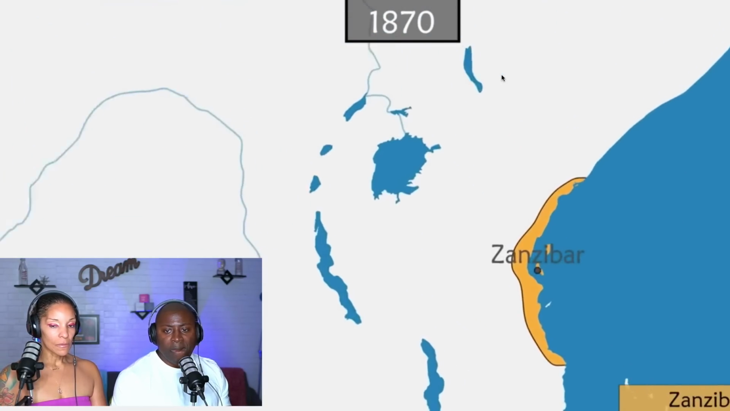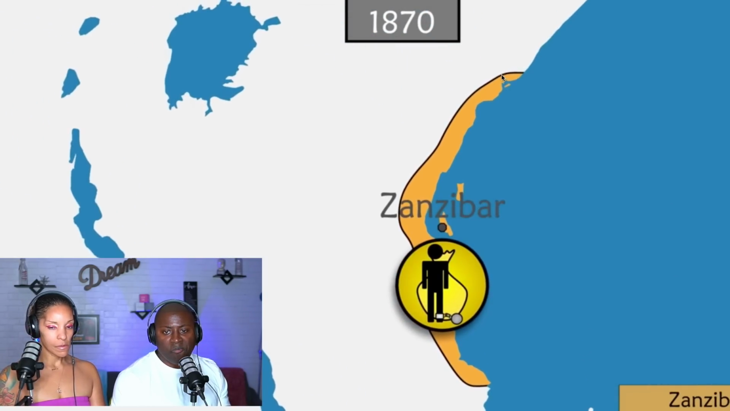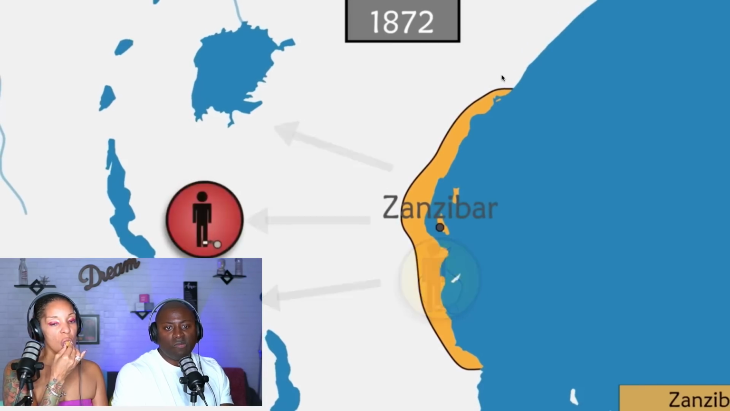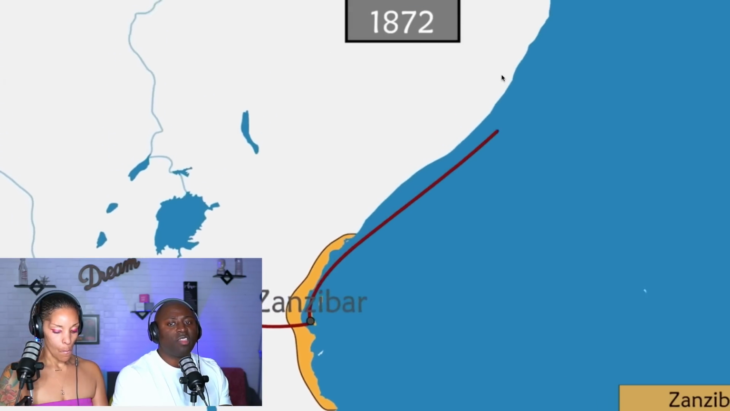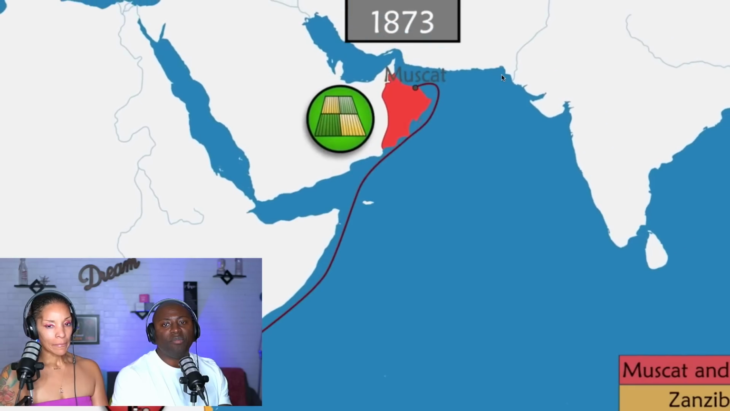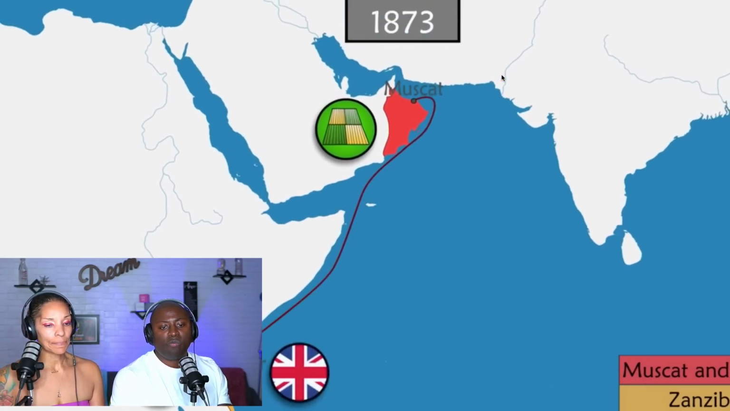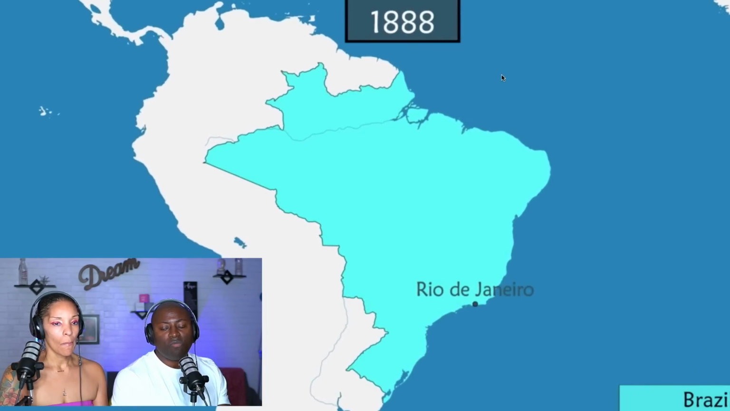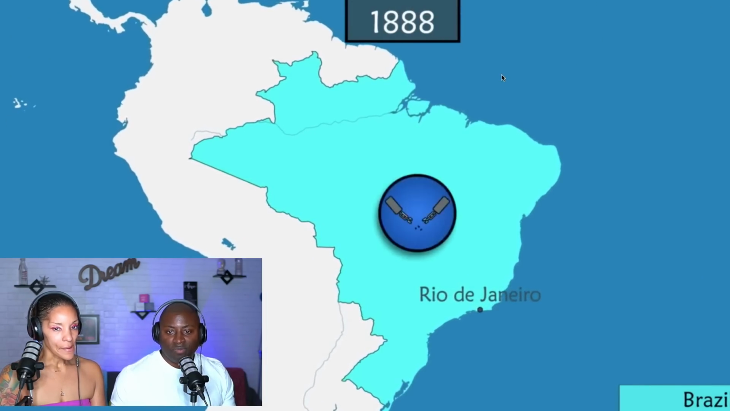Zanzibar is the last major slave trading port. Swahili caravans set out to raid the African Great Lakes region. The captives are then sent mainly to the plantations of Oman. In 1873, the United Kingdom obtains the end of the slave trade there, and in 1888, Brazil is the last American country to abolish slavery.